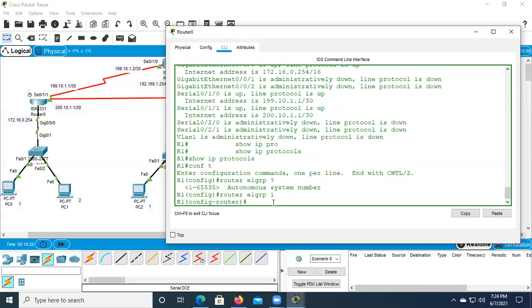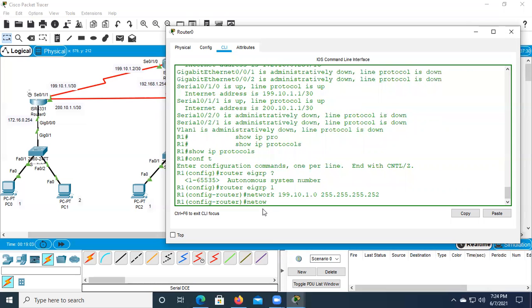So router EIGRP 1. Now you are there in router mode. So we need to advertise the network. Compare with your RIP. In RIP, you are giving just the network ID, that's it. You're not giving the subnet mask. But in EIGRP, you have to give the network, 199.10.1.0, and I have to give the subnet mask because it's subnetted. So my subnet mask for that is 255.255.255.252.